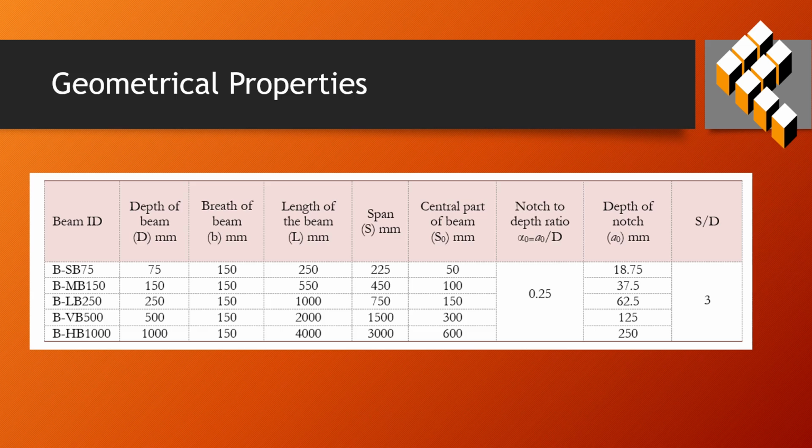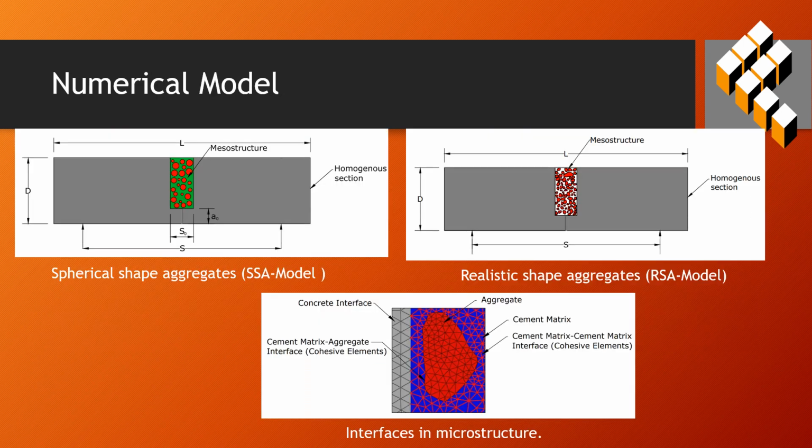Geometrical properties of the beams adopted are shown in this table. Here, the span to depth ratio considered is 3 and the notch depth ratio considered is 0.25. This sketch shows the numerical model adopted. The first figure illustrates the spherical shape aggregates, and the second figure illustrates the realistic shape of aggregates used in this study.